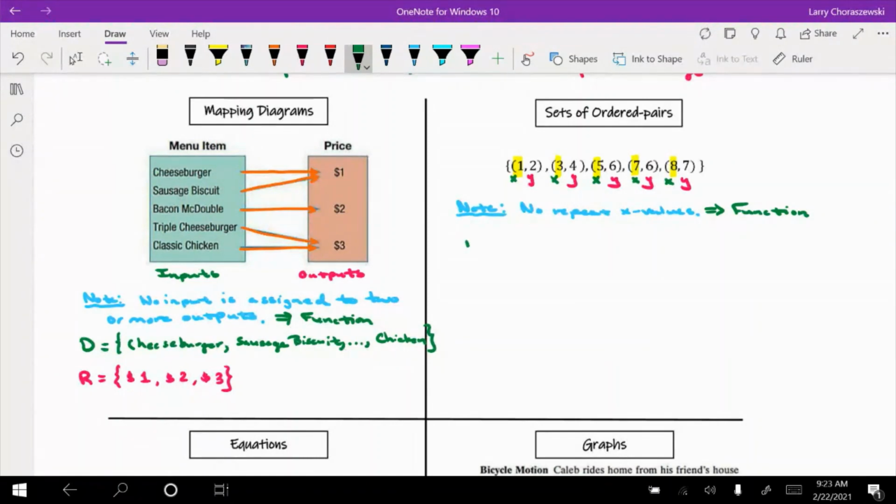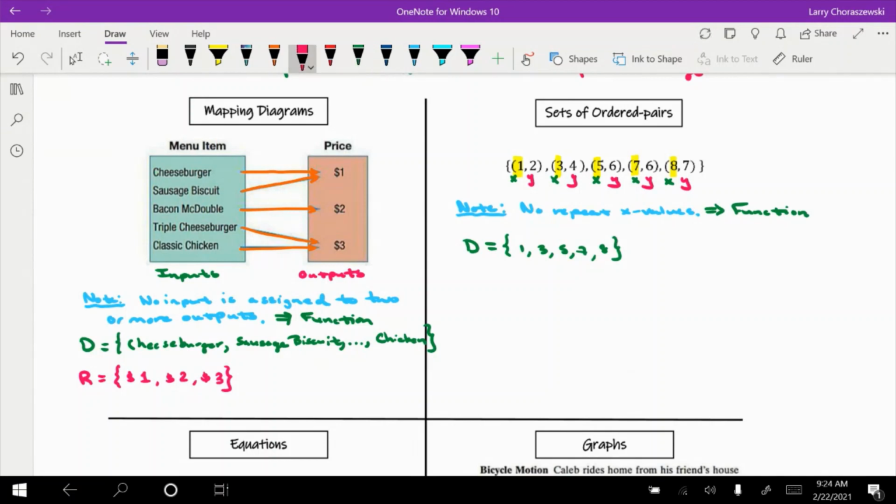The domain would be the set of all the x values here. So we're going to open up some set notation, and we're just going to list the x values. We're not going to write ordered pairs. We're just going to list the x values separated by commas. So 1, 3, 5, 7, and 8.